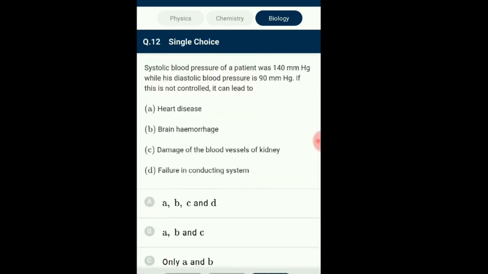Systolic blood pressure of a patient was 140 mmHg while his diastolic blood pressure is 90 mmHg. If this is not controlled, it can lead to... Blood pressure is the lateral force exerted by the volume of blood on the walls of the blood vessels. The blood pressure is higher in the arterial circulation than venous. Normal ideal blood pressure in the human is 120 by 80 mmHg.